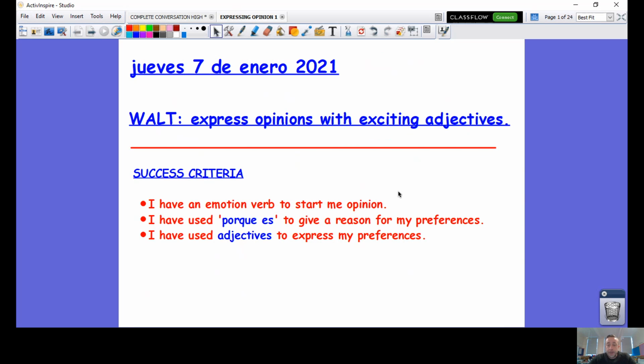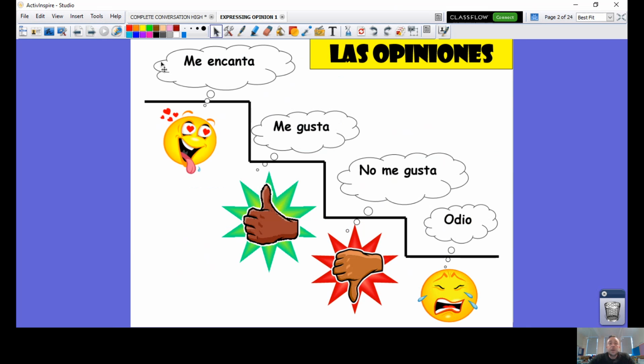Now we're going to move on to our next part of the lesson where we're going to talk about opinions. There's a lot of revision at the start. Let's begin. We've got 4 basic opinions. We've got me encanta, me gusta, no me gusta, odio. First of all, which one of these means I don't like? That's right, no me gusta.